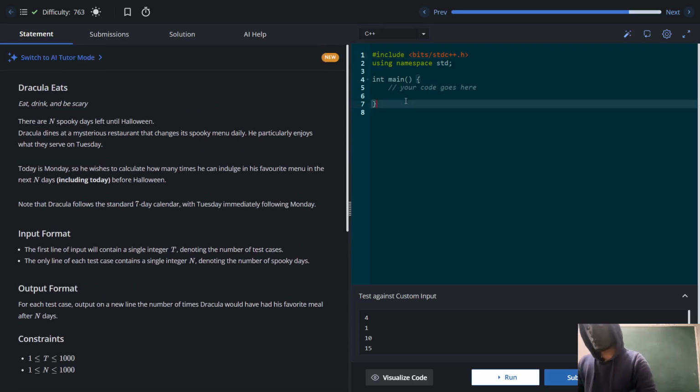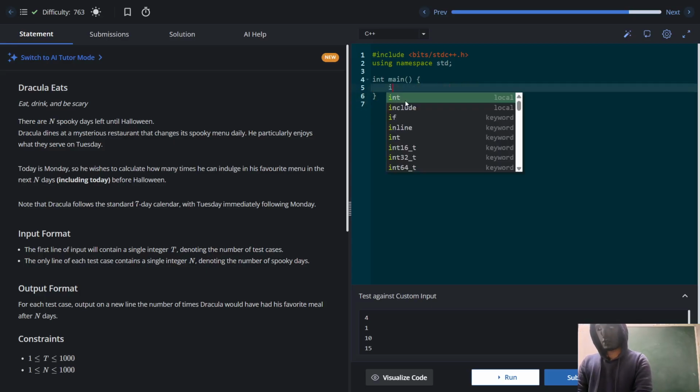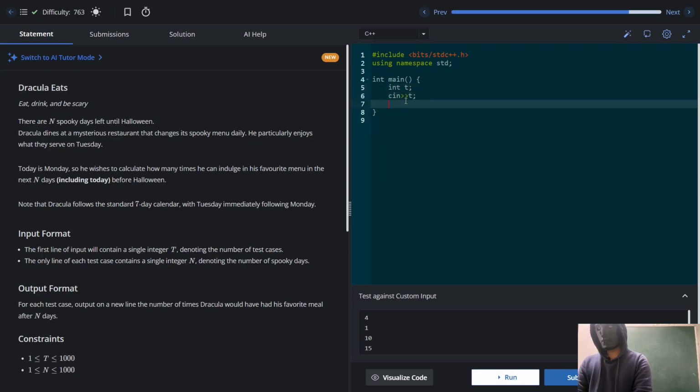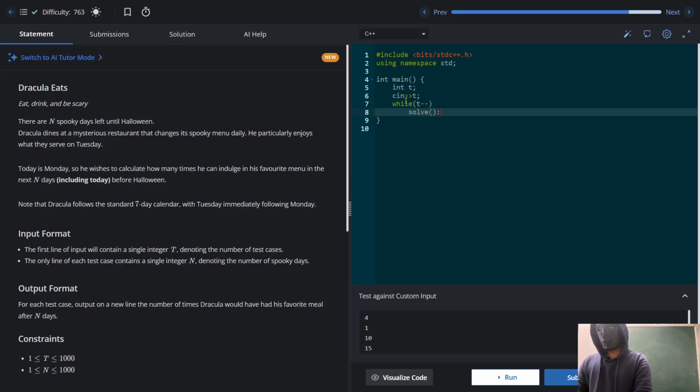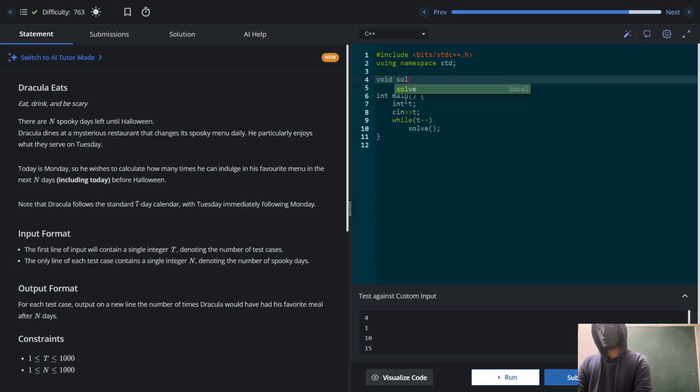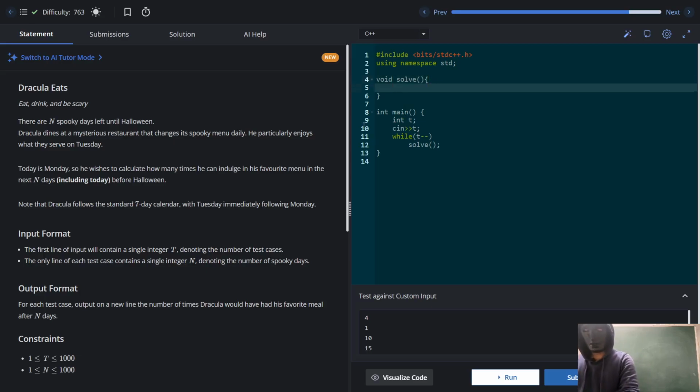Now we'll have to take the inputs. First, let's try to take input. We have integer t, while t minus minus. This will take care of all the test cases. For every test case, we are calling a function solve whose return type is integer and does not have any parameter. For every test case, we have n, how many days remaining for the Halloween.